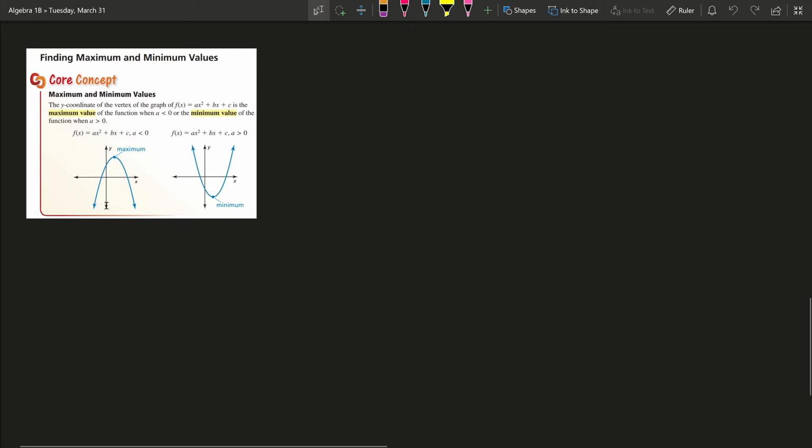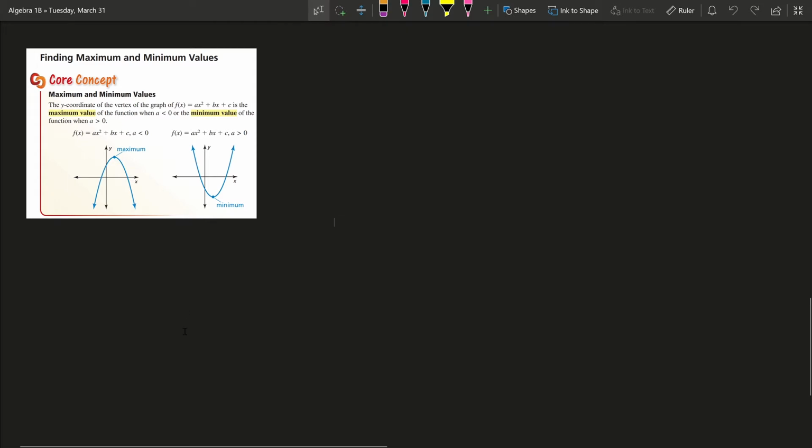You might have already noticed that when we have our graphs, there is a maximum and a minimum. And how will we know whether our graph is going to have a max or a min? That's what we're going to find out today. So just take a look at this core concept, write it down, make sure to learn this.